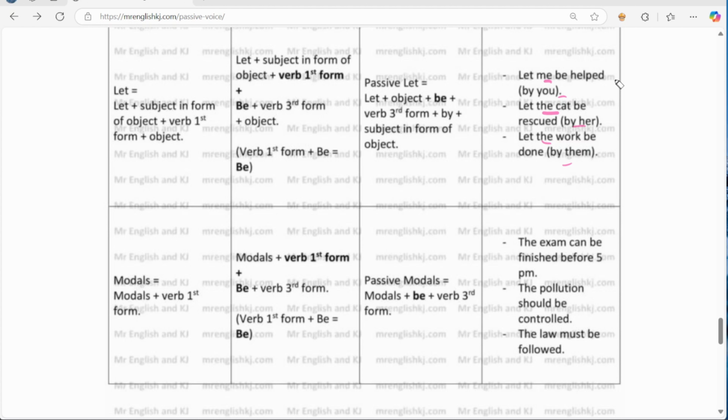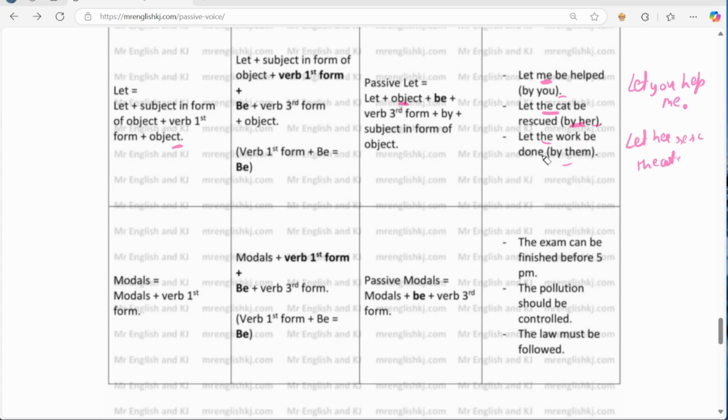So let me be helped. So what will it become? It will become let you help me. Let the cat be rescued. Let her rescue the cat. So the subject in the form of an object is already there, and that is the real object that is at the end. Okay, here you will see the same thing, but the object comes here, let the object, and the subject goes at the end, just like the usual. Okay, so it is our object, it is our actual subject.